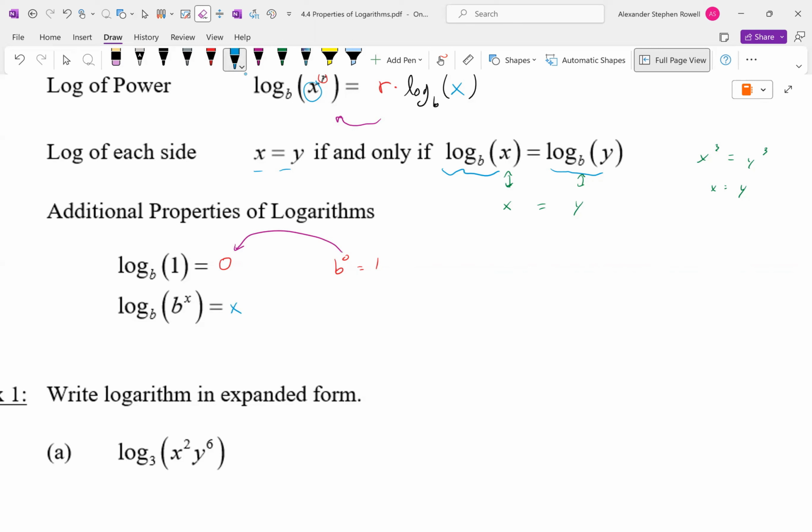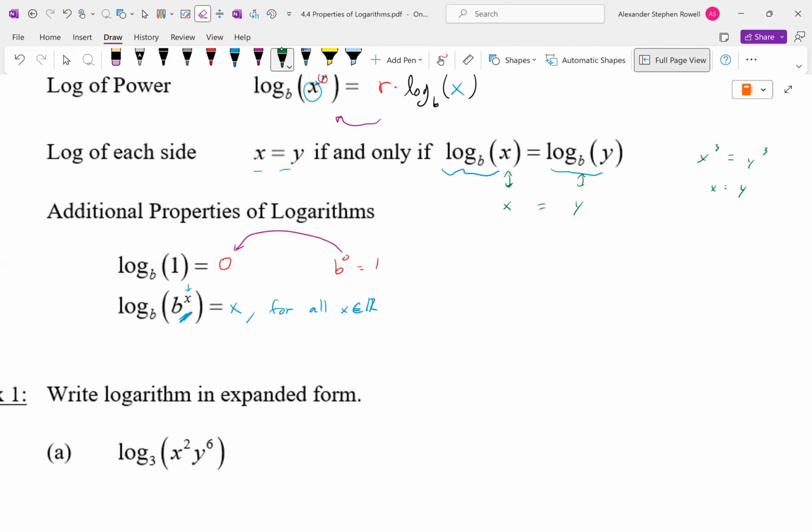Is that true for all real numbers x? Can I raise a base to any power? The answer is yes, positive or negative or 0. And my answer to that will be a positive number. So this is b to the power of x. The range is positive. So I can plug that into log base b. So this is true for all real numbers, all x in the set of real numbers.